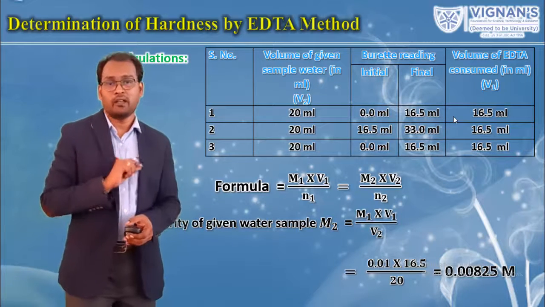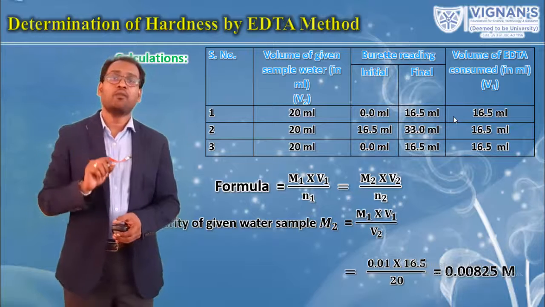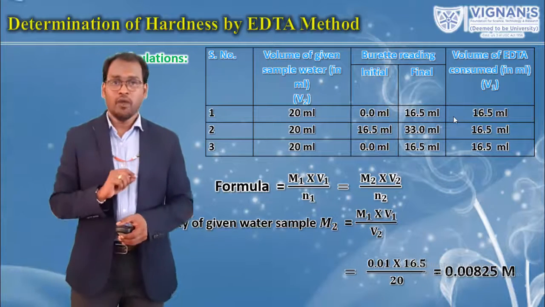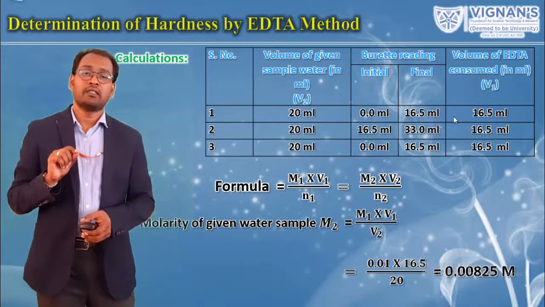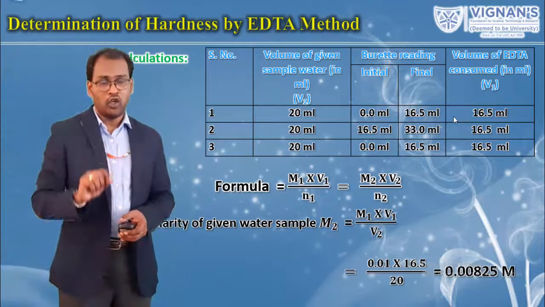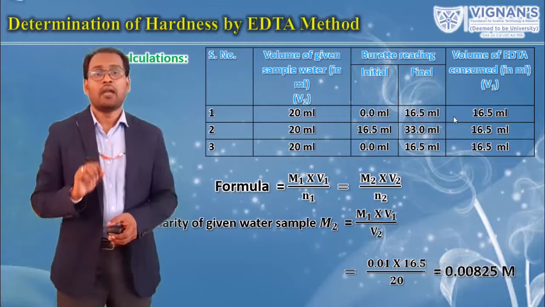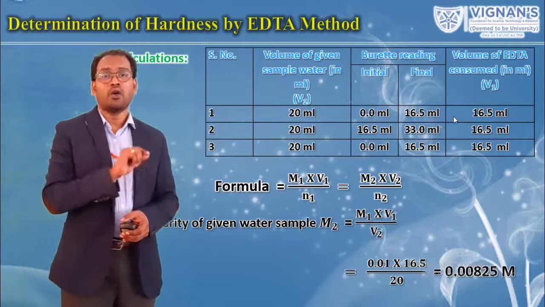So you equate this with the famous equation, M1 V1 equals M2 V2, where M1 and V1 represent the molarity and volume of EDTA, and M2 and V2 represent the molarity and volume of the unknown water sample.